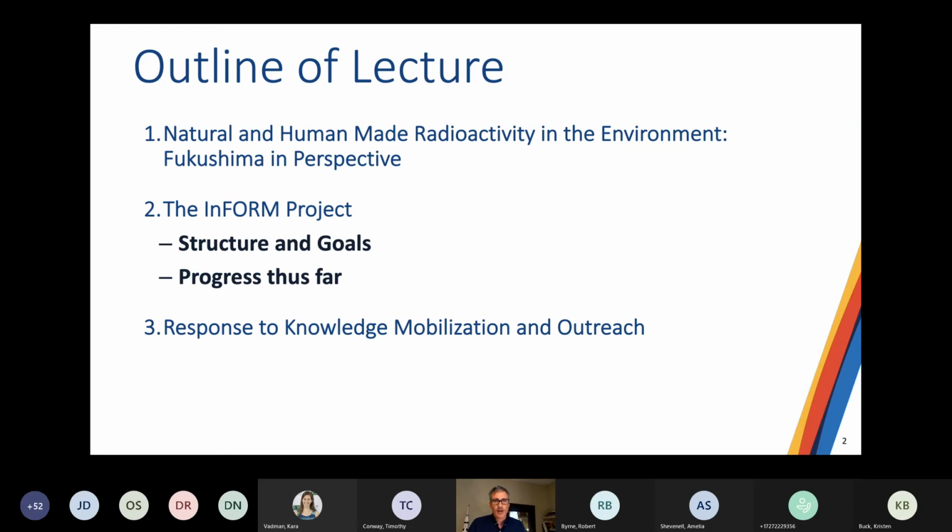And then I'll talk to you about the INFORM project, how it came about, what its structure and goals were, and the progress that we've made thus far as the project is sunsetting. And then talk a little bit about the response, knowledge mobilization and outreach, some of the science communication work that I've been doing, and again, what I think I may have learned from that, although it's not abundantly clear to me what that might be.